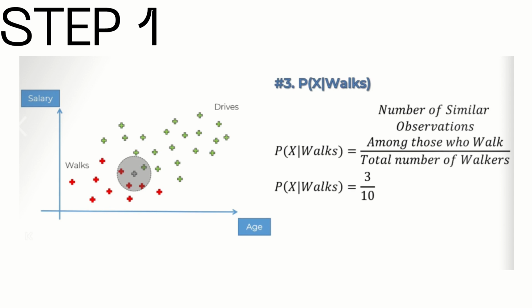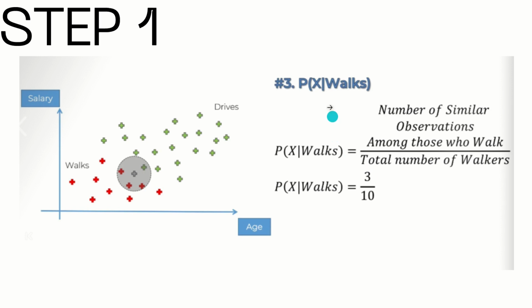So the third step is to find the likelihood. How can we find this? In this case, we have to go with this formula: number of similar observations among those who walk over the total number of walkers. As you can see in the formula, we are talking about only walking. It means you have to ignore the green points, and only red points will be considered for this step. Overall, we have a total of 10 points for walking, right? That's why in the denominator we have 10. And why is it 3? Because only 3 are coming in this radius. The 3 red points are in the radius. That's why it is in the numerator.